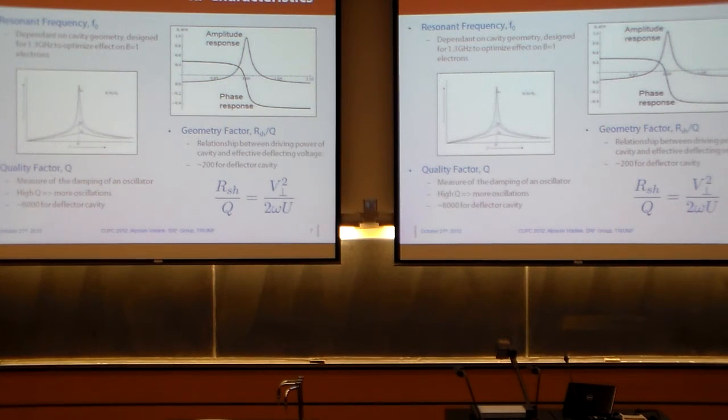And then finally, we want to look at the quality factor. Now, the quality factor tells you about the damping of your cavity. It's the number of oscillations that happen after you turn the power off before your cavity is completely died out. So how many oscillations before there's no more energy left? And for our cavity, it's about 8,000. It's a normal conducting cavity.